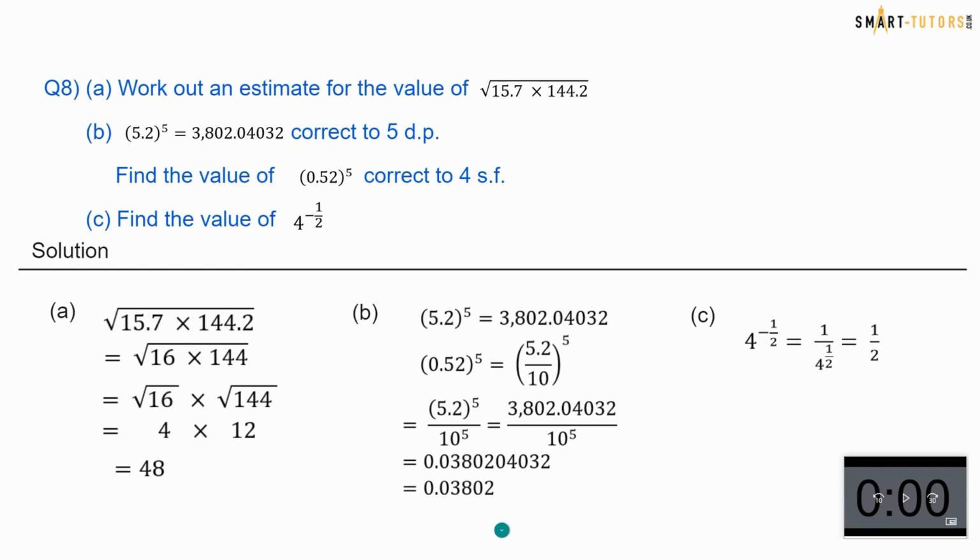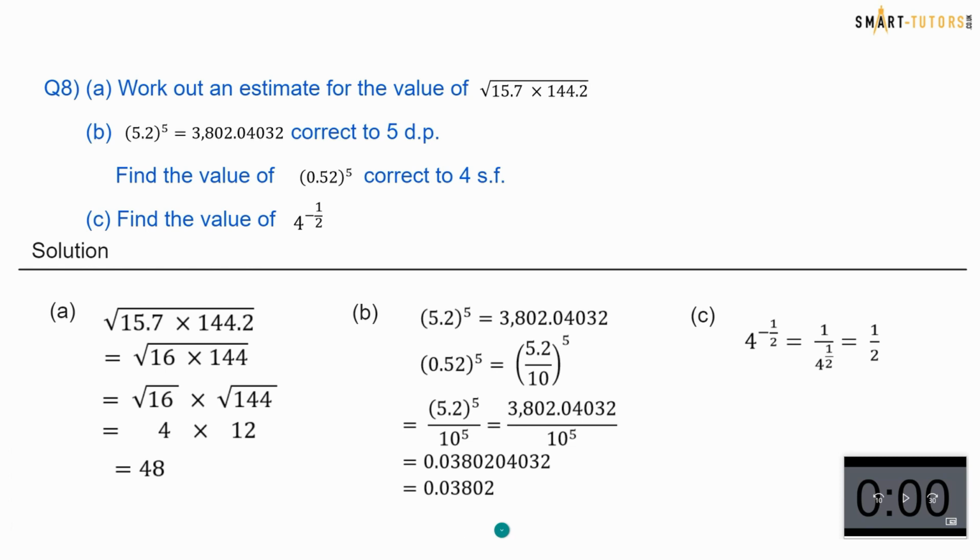The next question, B part. 5.2 to the power 5, the answer is given to 5 decimal points, and find the value of 0.52 to the power 5. 0.52 to the power 5 is 5.2 divided by 10, to the power 5. So this can be written as 5.2 to the power 5 divided by 10 to the power 5. 5.2 to the power 5, the answer is given in the question. So you can write that one, divided by 10 to the power 5.